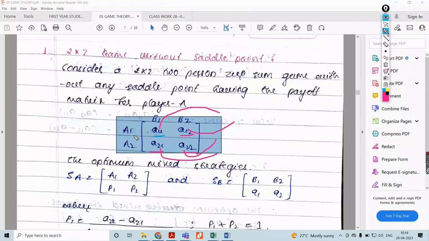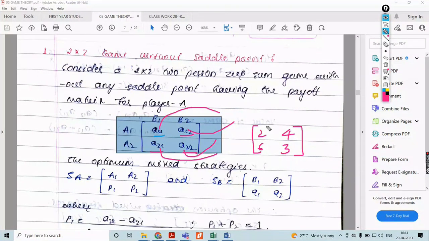Is this clear? Got my point? What I told? Okay, these A11, A12, A21, A22 are the values. For example, 2, 4, 6, 3. In this, can I get the saddle point? Because all are different values, the existence of a saddle point will be very less.